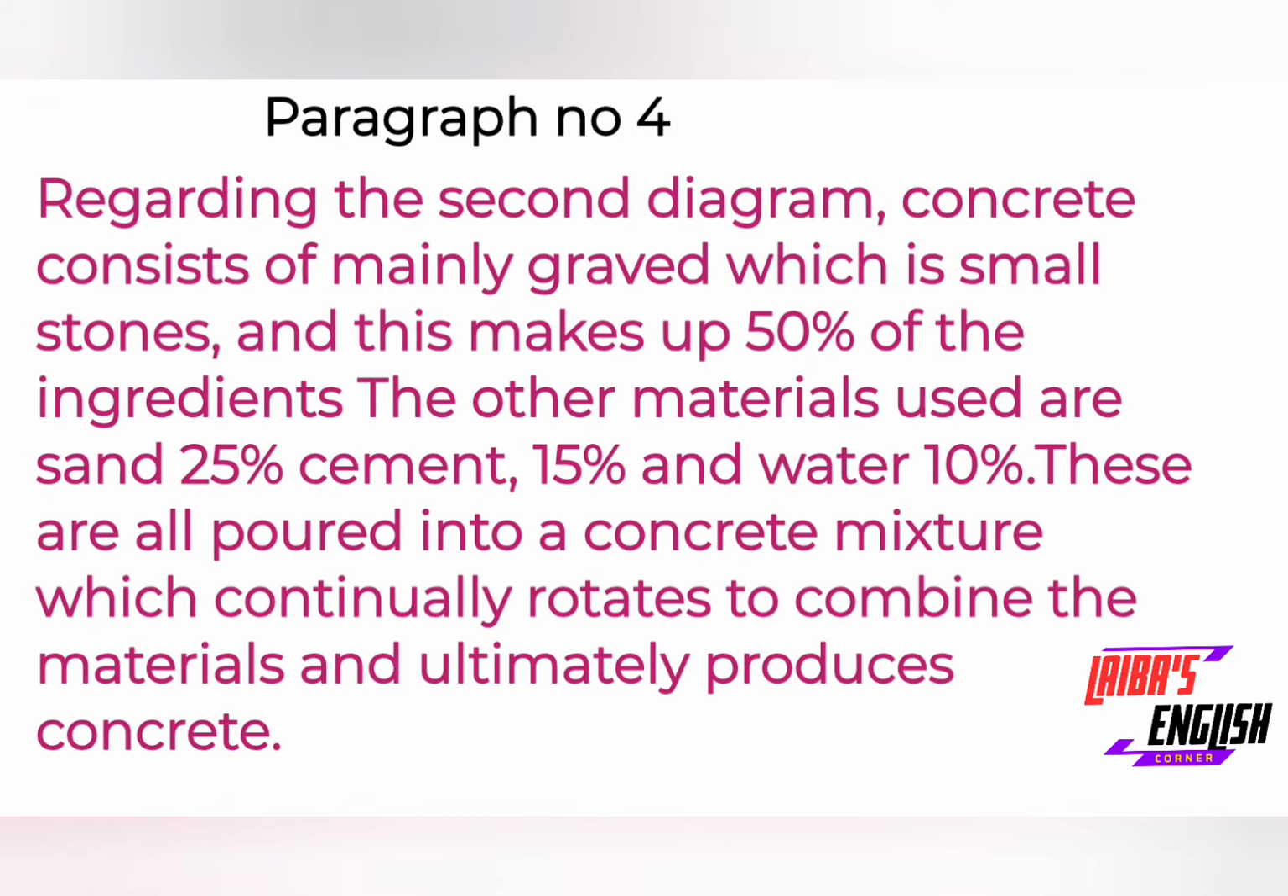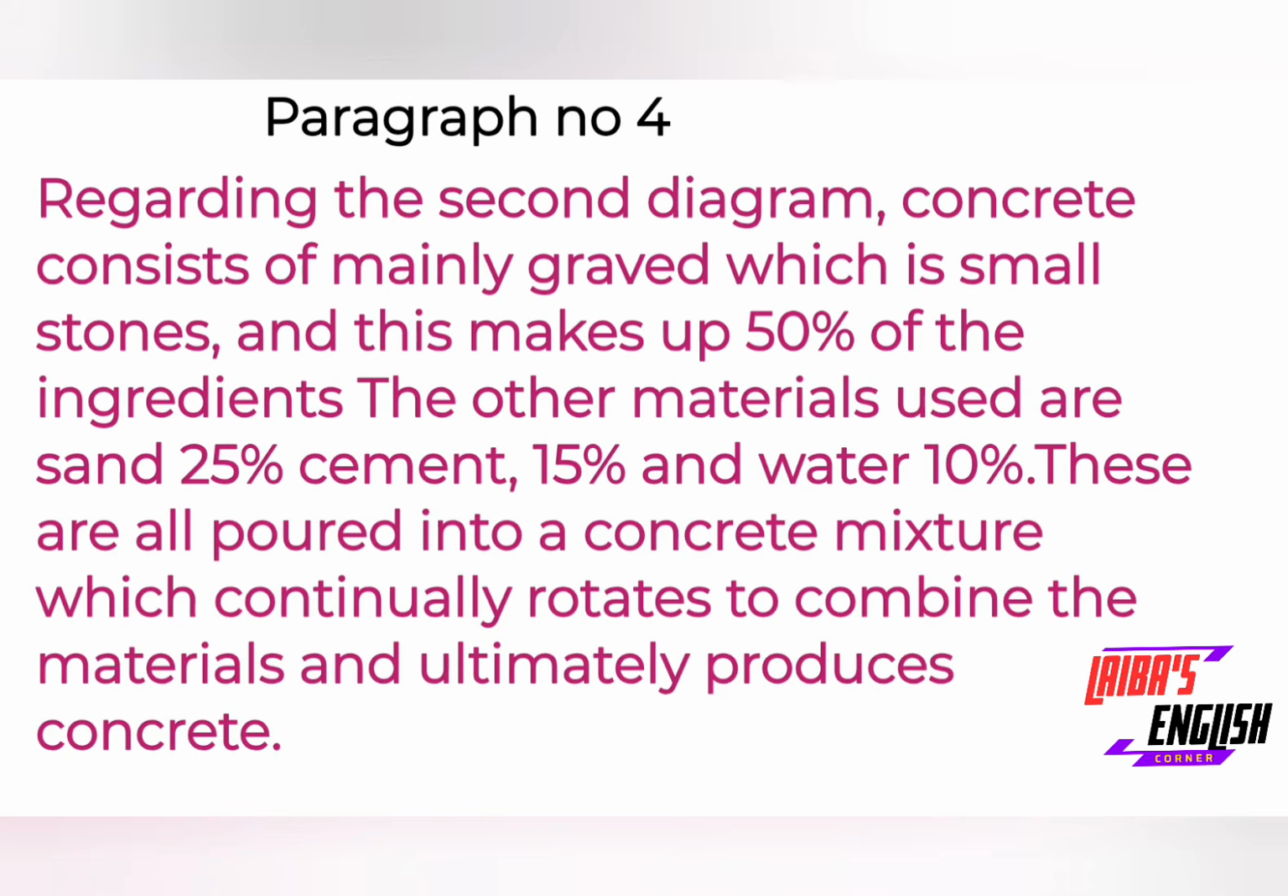Now, paragraph number 4, and you know well that we are only going to focus on concrete production. So, regarding the second diagram, concrete consists of mainly gravel, which is small stones, and this makes up 50% of the ingredients. In paragraph number 4, we are only going to focus on concrete production, not on cement production, because we have already described cement in paragraph number 3.